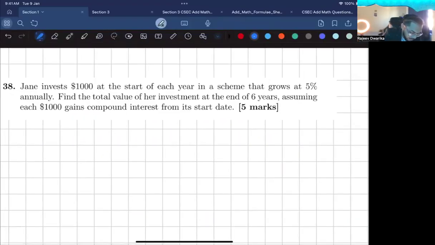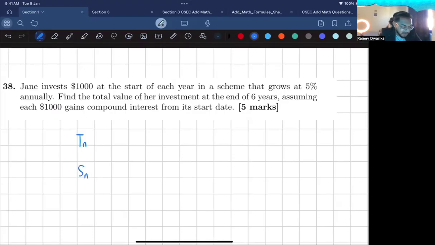Jane invests $1,000 at the start of each year in a scheme that grows at 5% annually. Find the total value of her investment at the end of 6 years, assuming each $1,000 gains compound interest from its start date. So what would you do over here? First, use the TN formula for a GP, and then we have to do the SN formula because they said total.